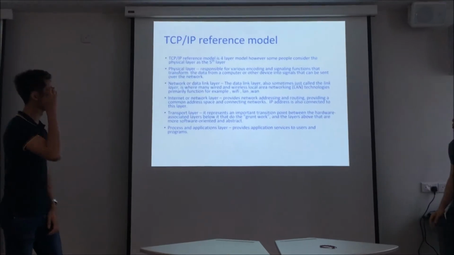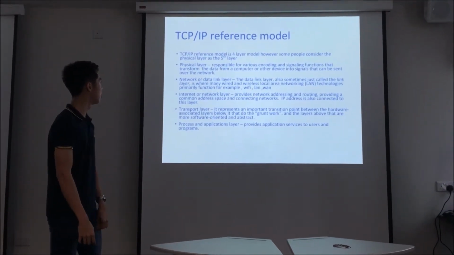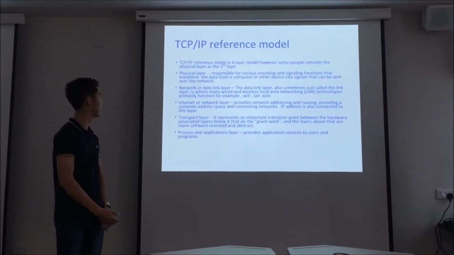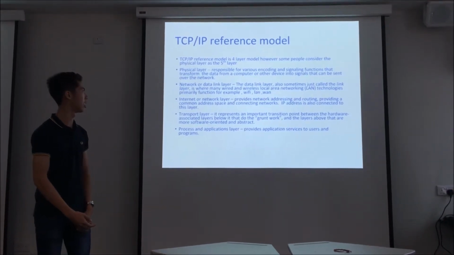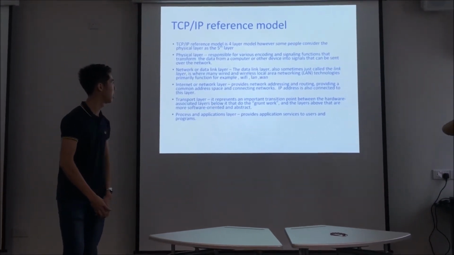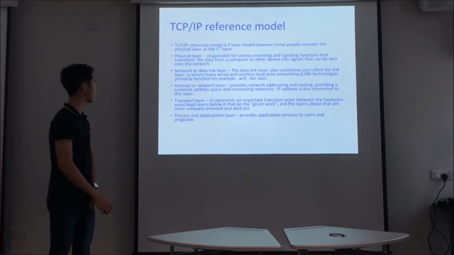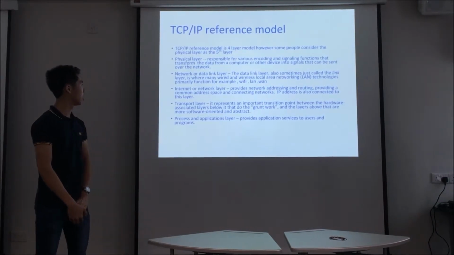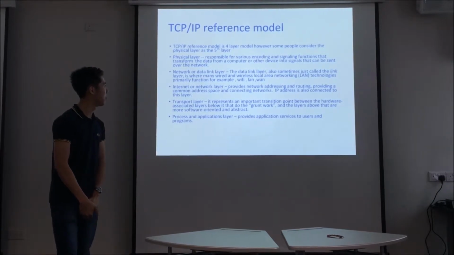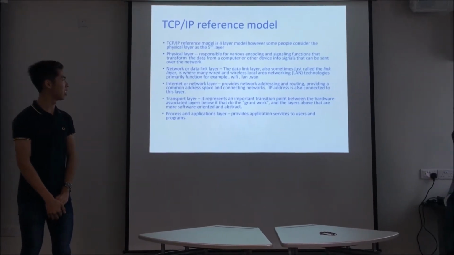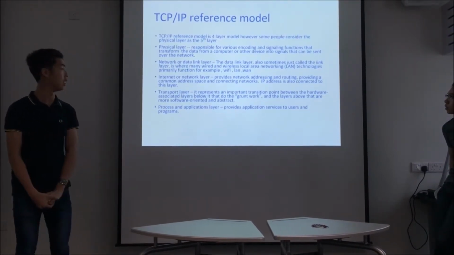The TCP/IP reference model is a 4-layer reference model. However, some people may consider it as 5 layers, with the physical layer considered as the 5th layer. The physical layer is responsible for various encoding and signaling functions that can transform the data from a computer or other devices into a signal that can be sent over the network. The physical network or data link layer, also sometimes called the link layer, is where many wired and wireless local area network technologies primarily function, for example, Wi-Fi, LAN, or WAN.